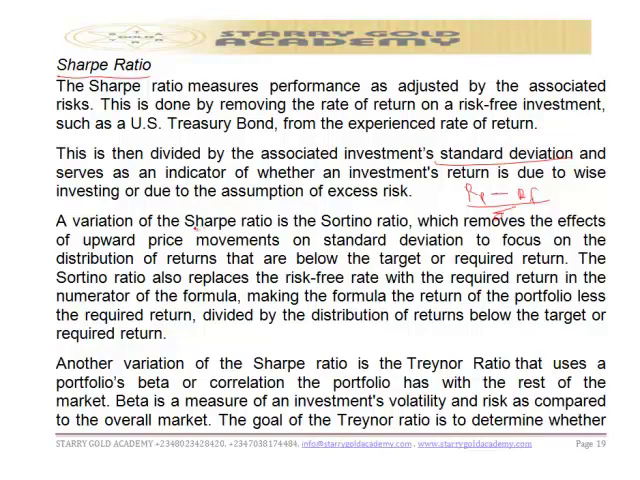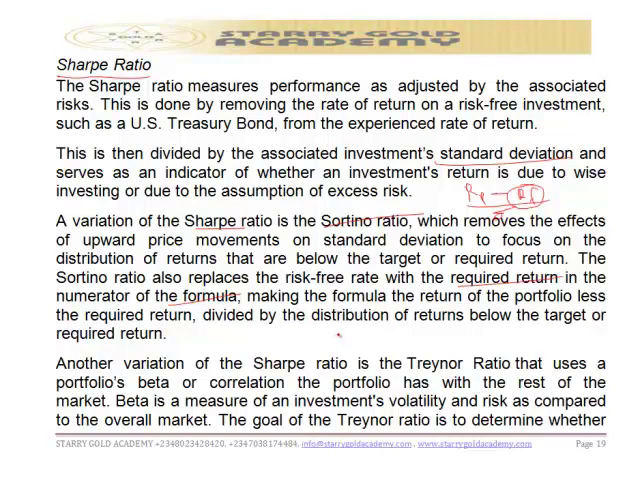The variation of the Sharpe ratio is what? It is the Sortino ratio. And the Sortino ratio removes the effect of upward price movement on the standard deviation to focus on the distribution of returns that are below the target or below the required return. Those that are below the what? That are below the mean value. So the Sortino ratio replaces the risk-free rate with the required rate or required return in the numerator of the formula. Instead of risk-free, it is substituted with what? The required rate of return, making the formula the return on portfolio less the required return.